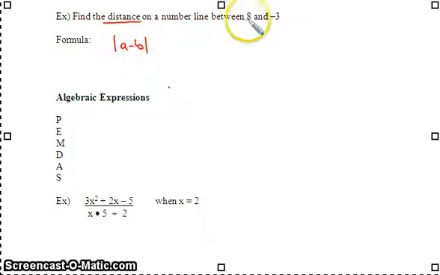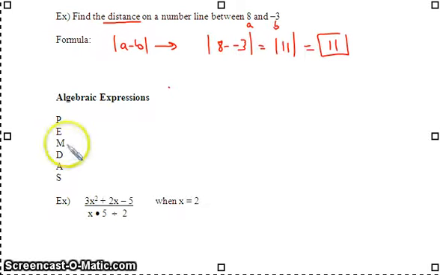So it doesn't matter the way that you choose to do this, if you call this A and this B, or if you call this A and this B, because when we're dealing with the absolute value, we're going to take the positive of it anyways. So I'll call this one A and this one B. Then, by using that formula, it would be the absolute value of 8 minus negative 3, and that's going to give me the absolute value of 11, which is 11.